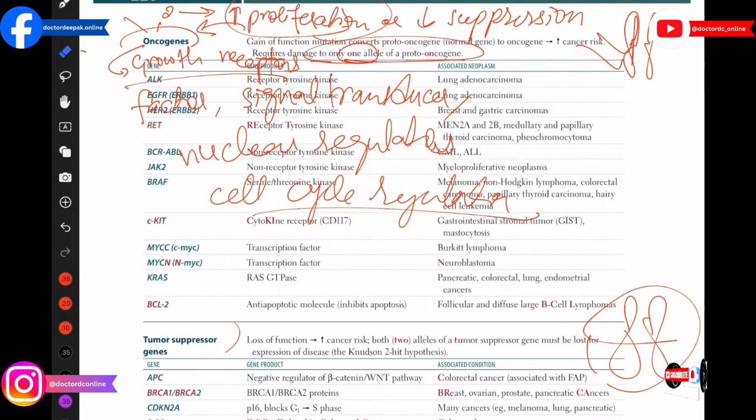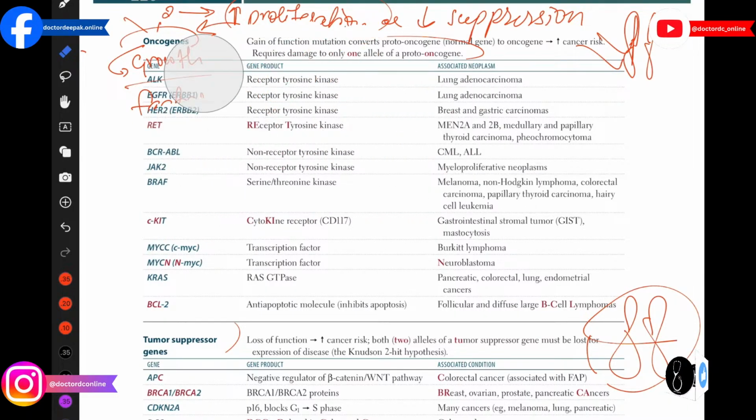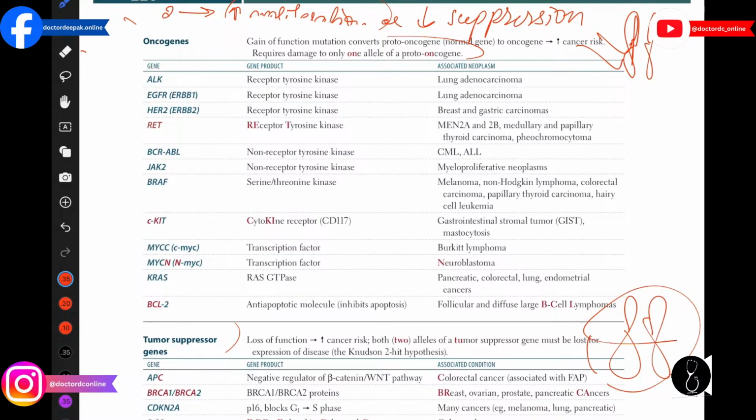These are all the factors that genes use to make some cells cancerous: growth factors, growth factor receptors, signal transducers, nuclear regulators, and cell cycle regulators. The thing is, we have some genes involved in cancers, like ALK, the anaplastic lymphoma kinase that goes to lung adenocarcinoma, EGFR, and HER2.